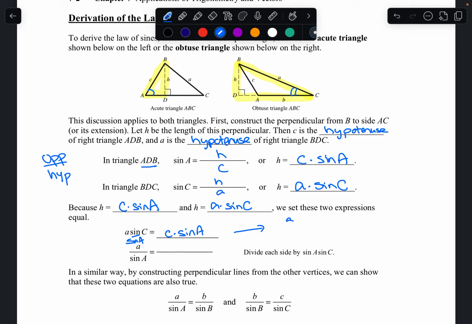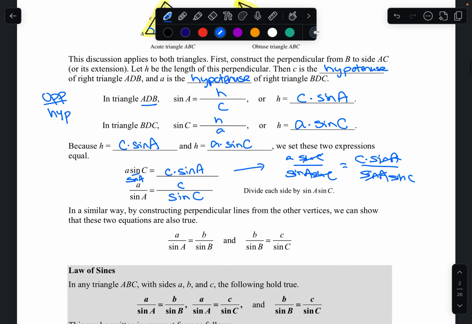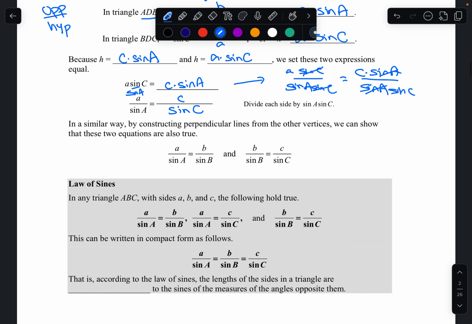let me write this over here where I've got a little more space. A sine C over sine A sine C equals C sine A over sine A sine C. The sines will cancel, and we're left with A over the sine of A equals C over the sine of C, and this is the law of sines. If we had done this from other vertices, we can also show that the other equations are also true, and that is the law of sines.